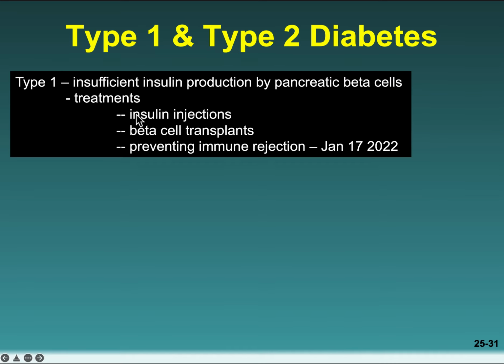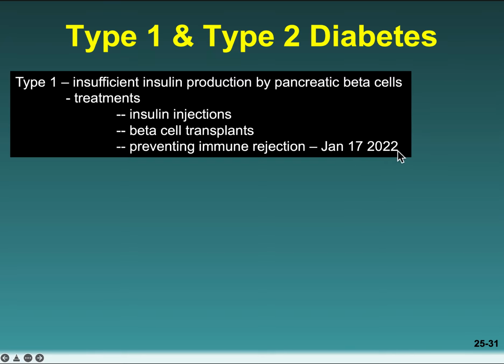We used to extract it, I think, from cows' pancreases. But now we can produce it directly, and we can inject it on a regular basis. So a person has to monitor their blood sugar levels and inject. But guys, here's where we're on the cutting edge of this right now, and you should know.